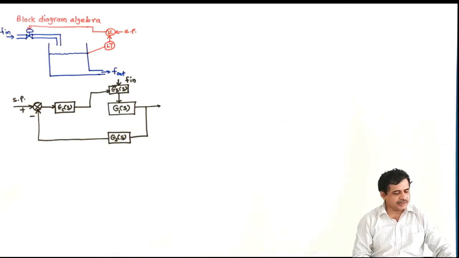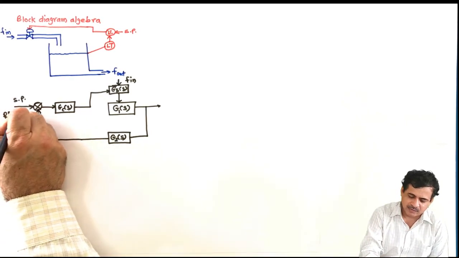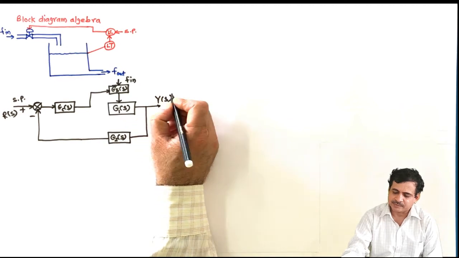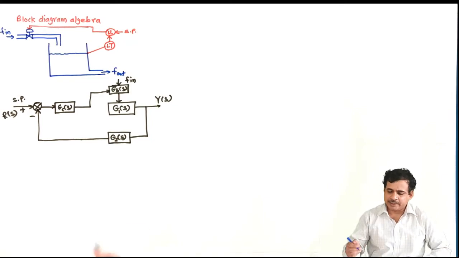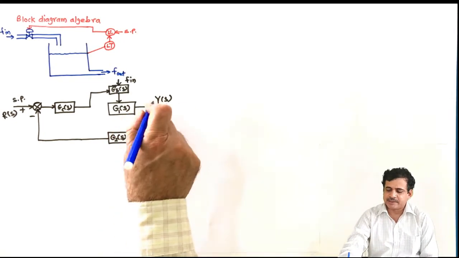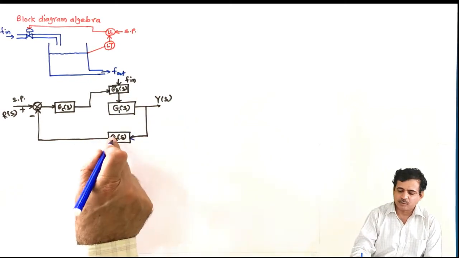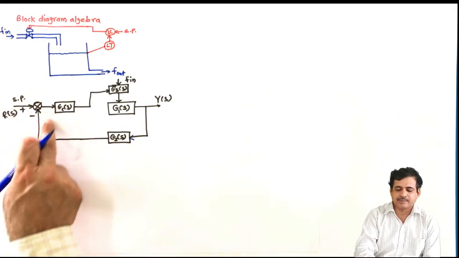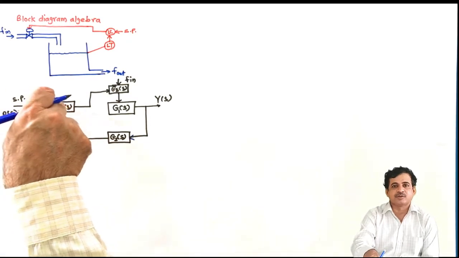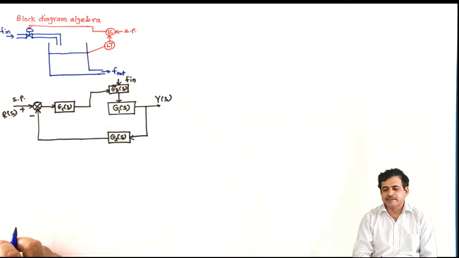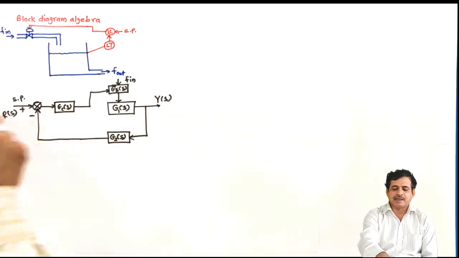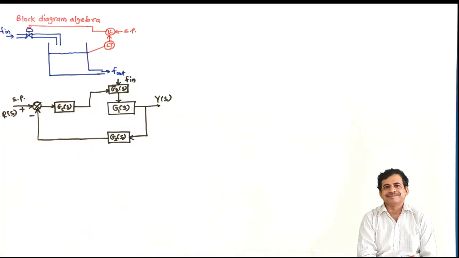Now if I am interested in finding out the overall transfer function, let this set point be denoted by R of s and output be denoted by Y of s. So we know that input to the transmitter is the output of G1, output of G2 is connected to error detector where the comparison takes place. The output of error detector is connected to controller, output of controller is connected to valve, and hence like this. We want to find out the overall transfer function, say Y by R. Then how to find? So for that purpose, the block diagram algebra is useful.